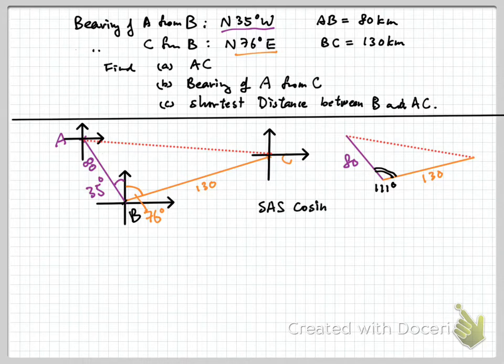You can write down the formula, or in DSE, we accept that you use the calculator to get the value. Most importantly, you have to give the values of these 3 quantities, SAS. So I use the calculator to find out the length of AC will be 175.37 kilometers.